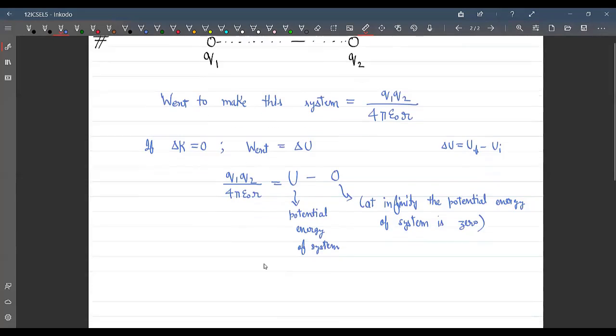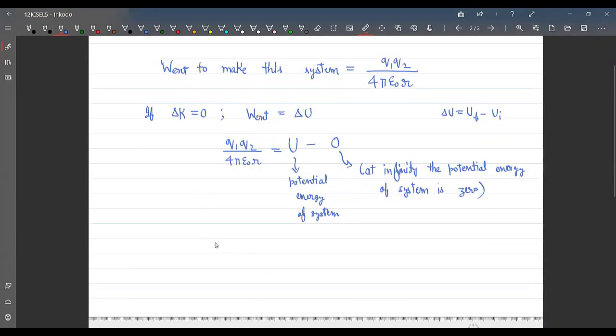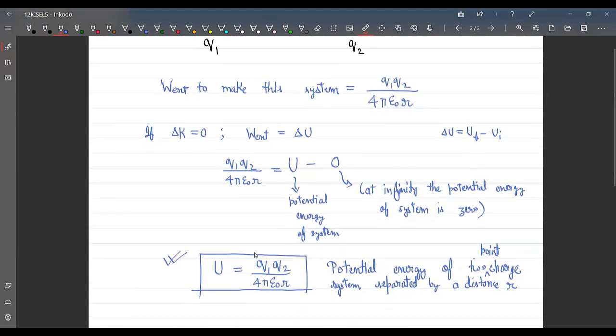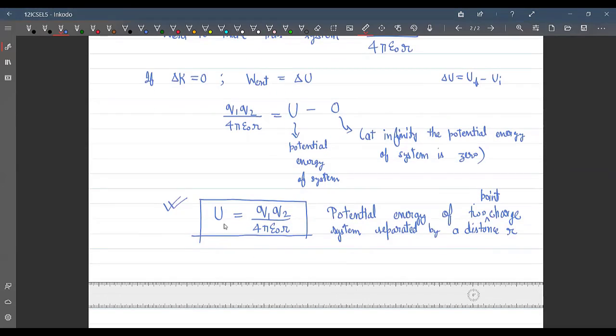From here, we come to the conclusion that potential energy of a two-particle system in electrostatics is equal to Q1, Q2 by 4 pi epsilon naught R. This is potential energy of a two-point charge system separated by a distance R. That's the first thing that you have to memorize. And of course, we have done it from the very basics. All the calculations are done from the basics, so you have to understand that too. If two charges are separated by a distance R, then this is called the potential energy of the system.